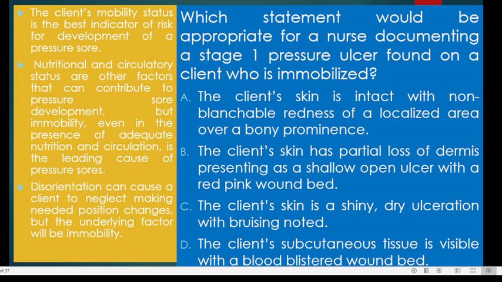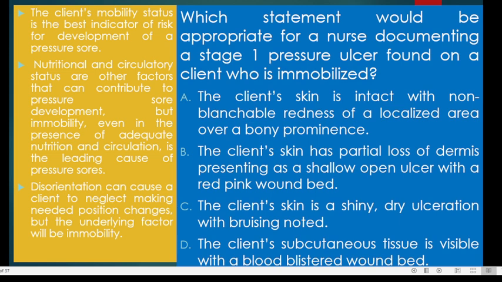Great. Which statement will be appropriate for a nurse documenting stage 1 found on a client who is immobilized? A: The client's skin is intact with non-blanchable redness of a localized area over bony prominence. B: The client's skin has a partial loss of the dermis, presenting as a shallow open ulcer with a red, pink wound bed. C: The client's skin is shiny, dry ulceration with bruising noted. D: The client's subcutaneous tissue is visible with blood blistered wound bed.